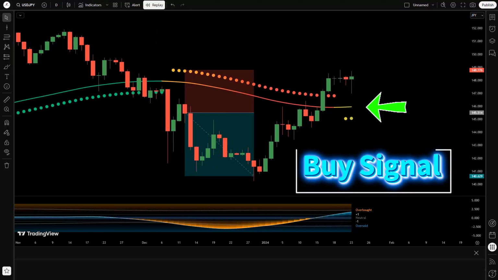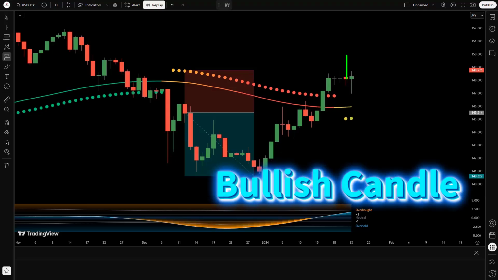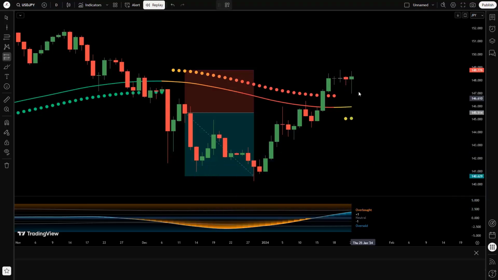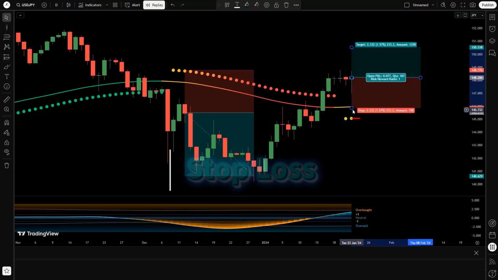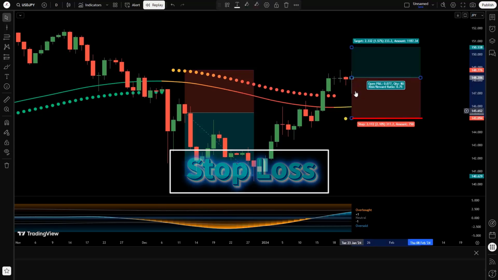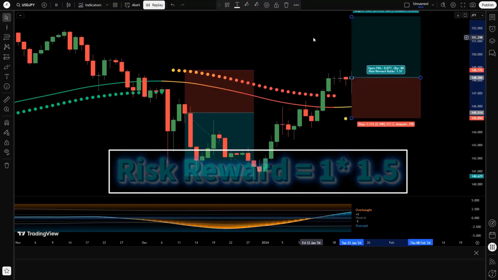When the trend filter indicator has given a buy signal, the Smooth Price Oscillator indicator has formed a blue area, and the market forms a bullish candle, so all these conditions are met, then we have to take a buy order. And our stop loss should be placed on this rising line. And the risk-reward ratio will be 1:1.5.